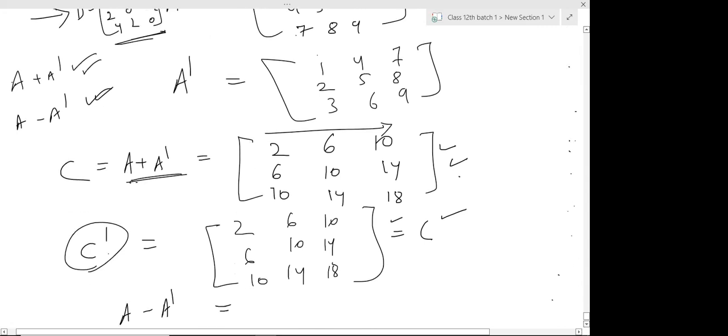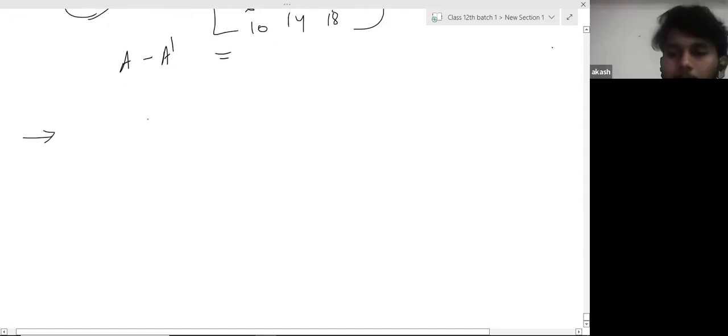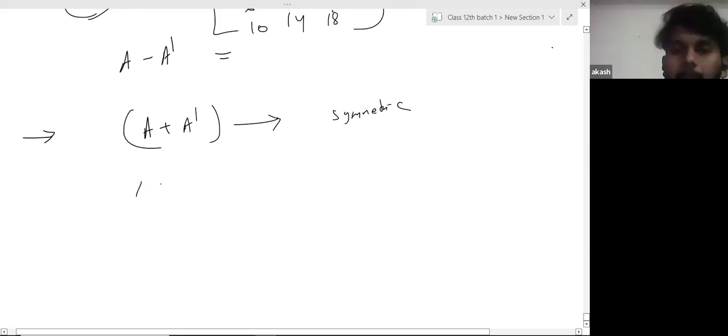So take any square matrix that is filled with real values, and A plus A transpose will be symmetric. A minus A transpose will be skew symmetric. This is very important. They may ask you this in MCQ or 2-mark question also. Write it down.